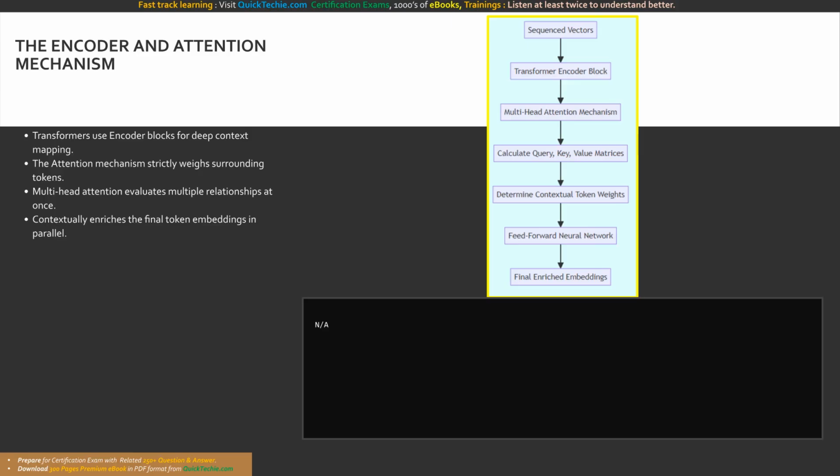Review this diagram detailing the encoder block's functionality. Sequenced vectors enter the transformer encoder block and hit the multi-head attention mechanism. The system calculates query, key, and value matrices to determine contextual token weights. These weighted values pass through a feed-forward neural network, resulting in the final enriched embeddings.